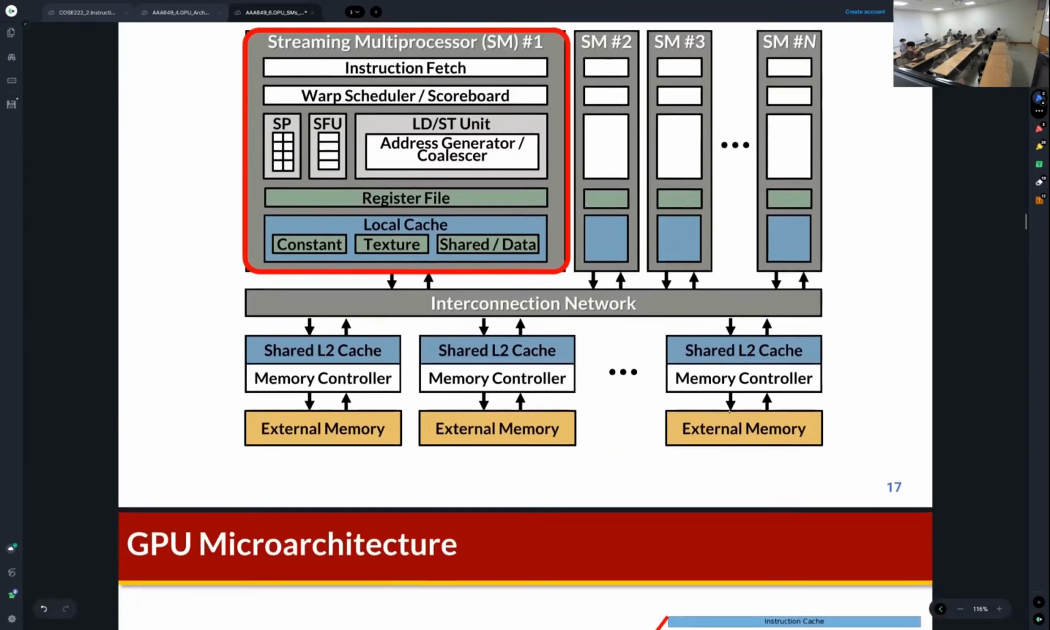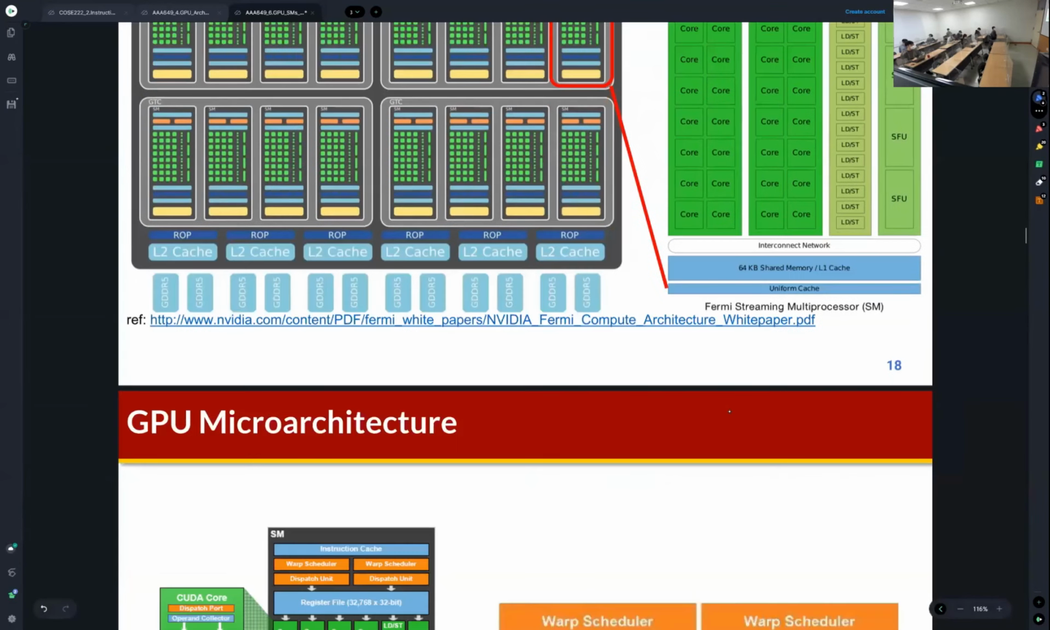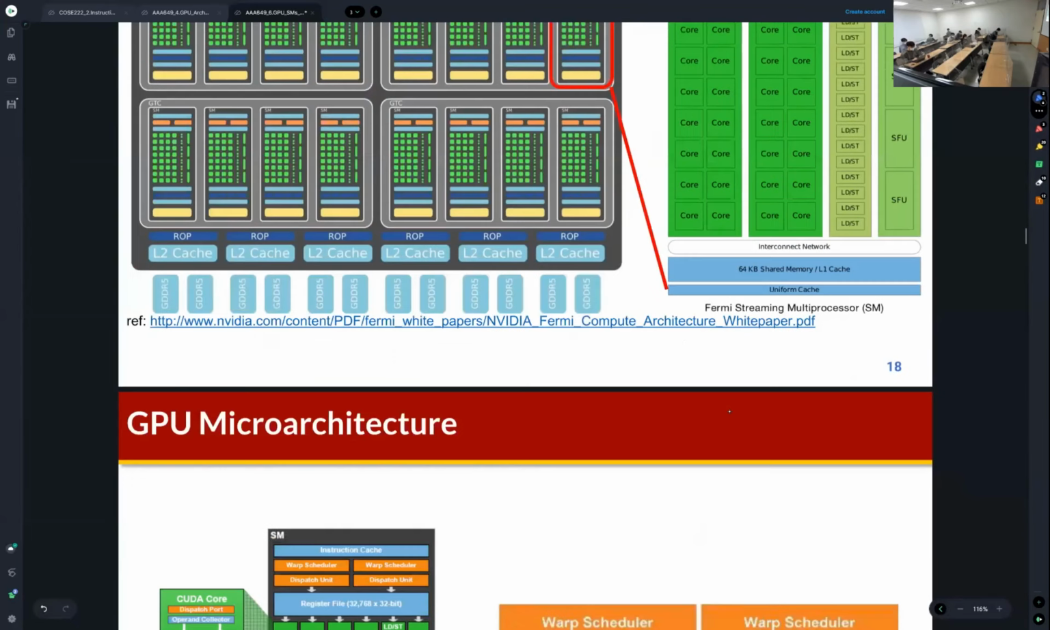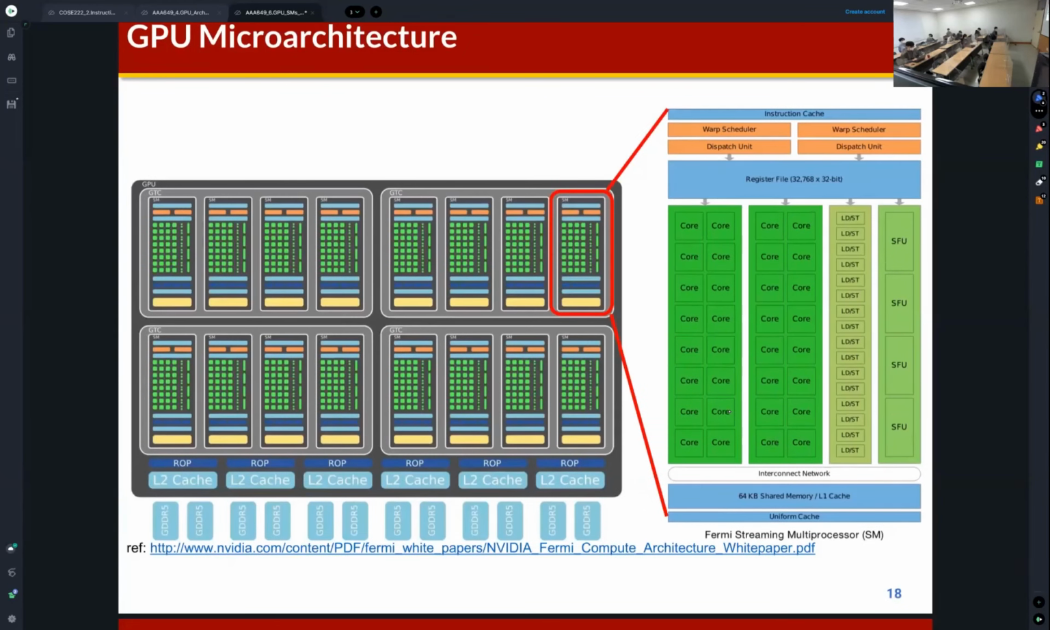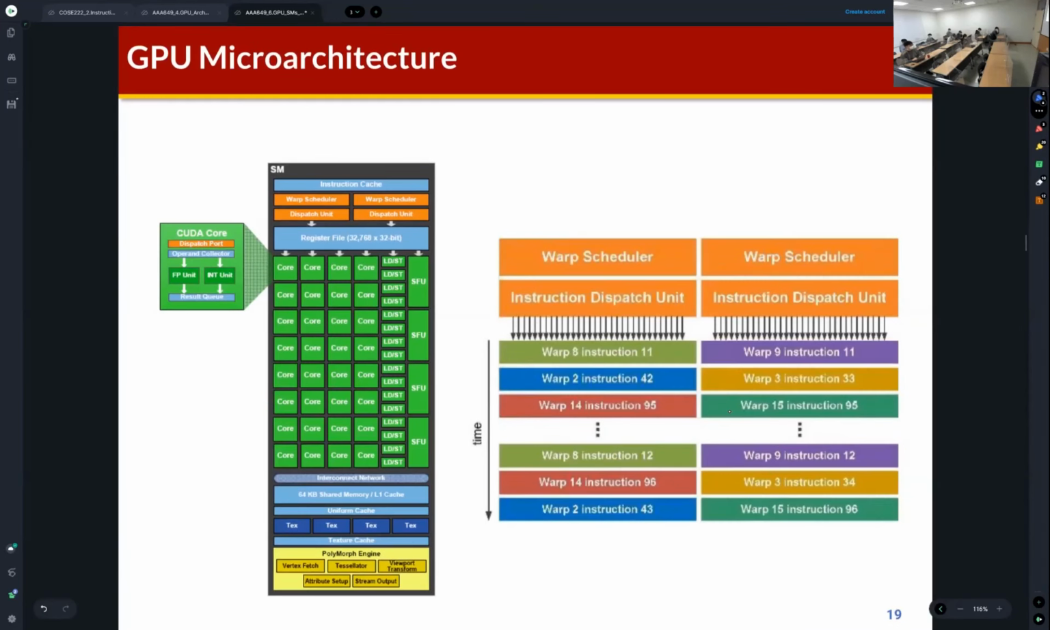Okay, so let's dive into the inside of the streaming multiprocessor. We will first learn about this architecture of the streaming multiprocessor. If you see this figure, then you can find multiple components like the instruction fetch, warp scheduler, and some private caches. So let's see the architecture of the streaming multiprocessor.